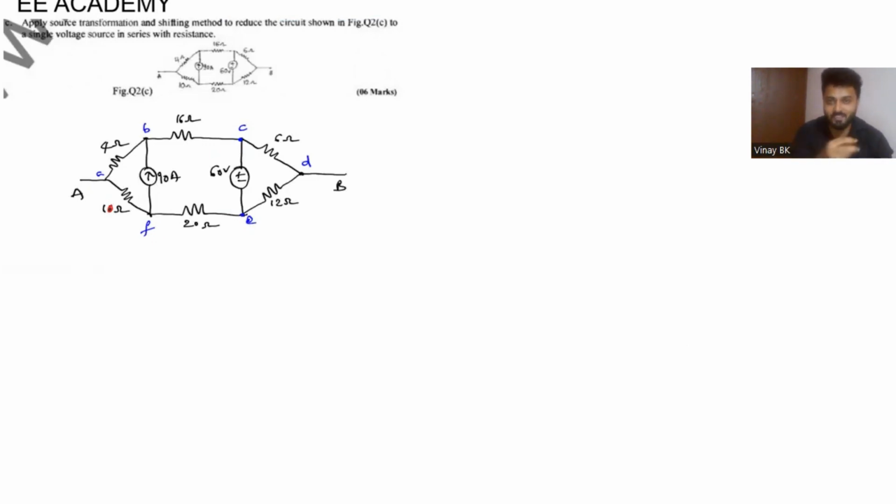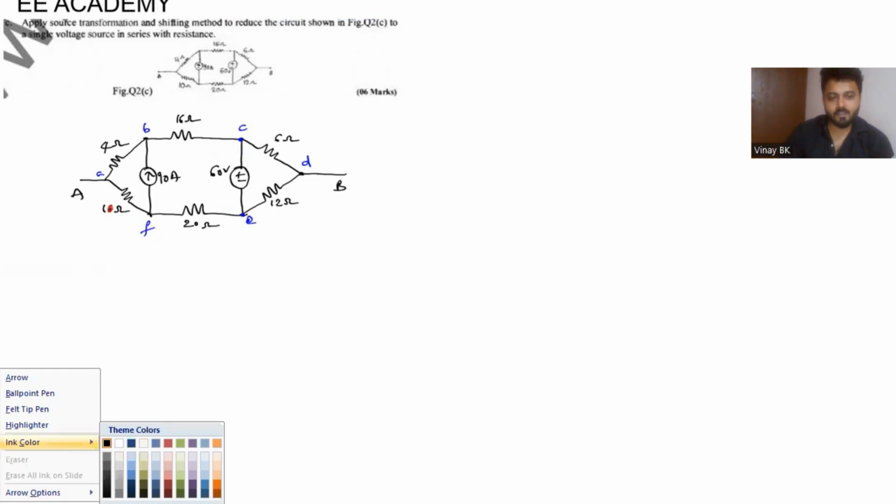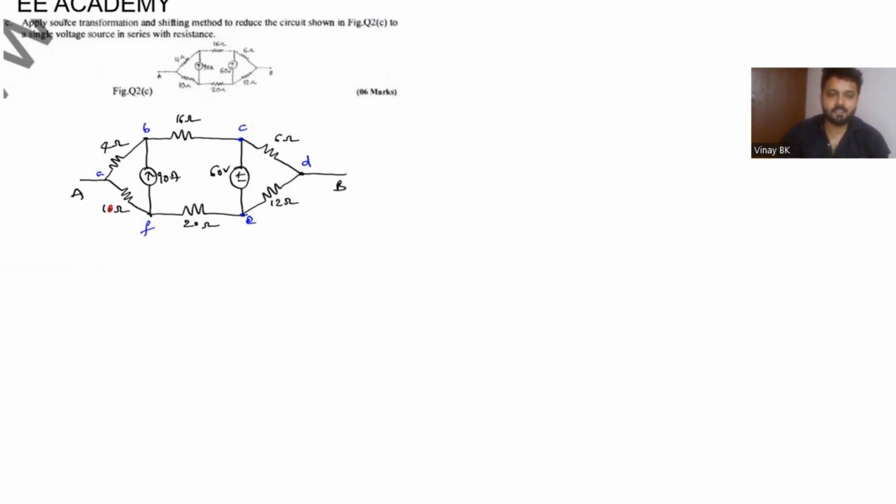I explained the same thing in a previous video, how we can do source shifting and source transformation. So now here you can see shifting of voltage and shifting of current. You can see 90 amperes is there, and I'm just giving the names A, B, C, D, E, F to represent nodes.